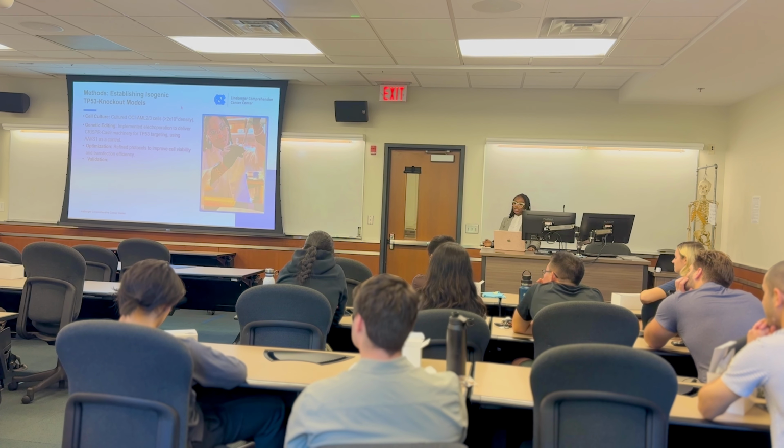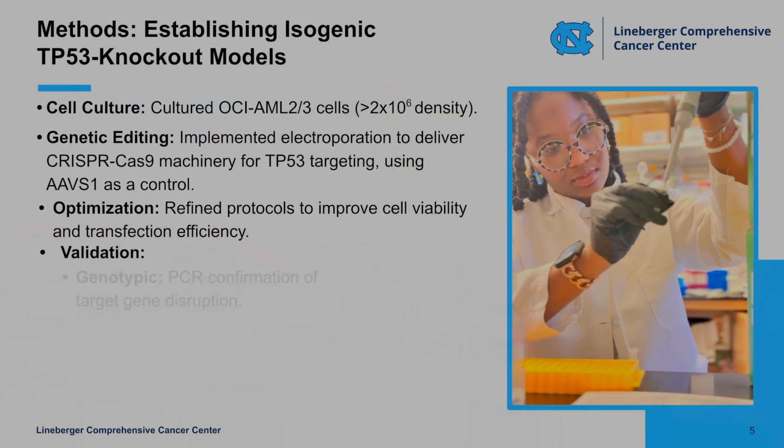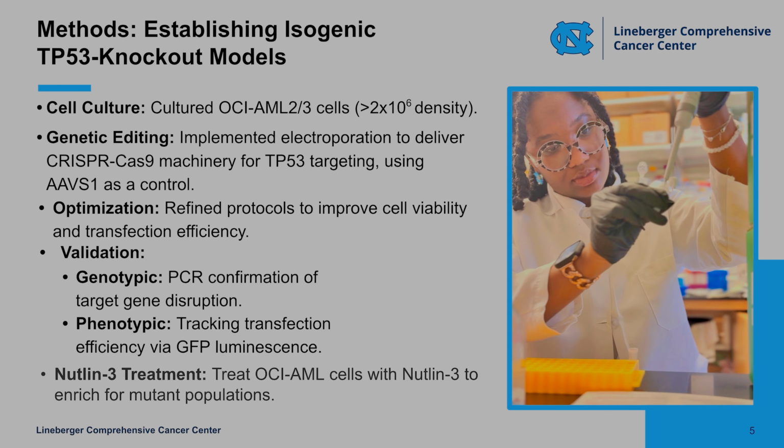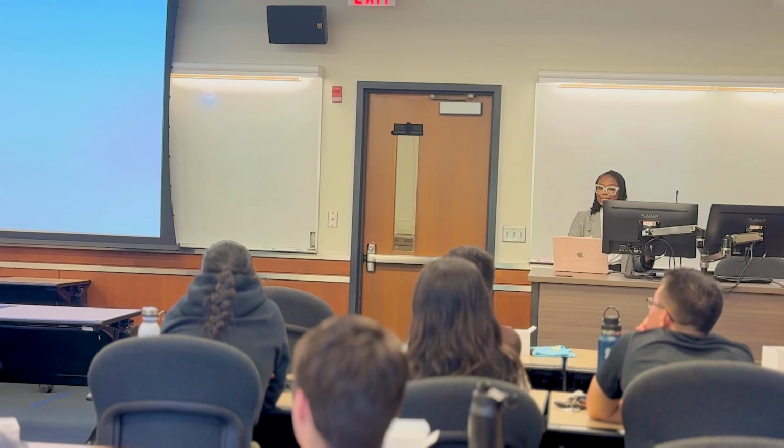So for our validation, we had something called a genotypic validation, which is PCR, which I'll show you my results in a few minutes. And then we also had our phenotypic one. We use GFP as kind of like a control, so we can see if the cells were able to get the guide RNA and the Cas9 inside. And then I'll talk about this a little bit more. We also did Nuclein-3 treatment, but again, I'll talk about that a little bit more next.